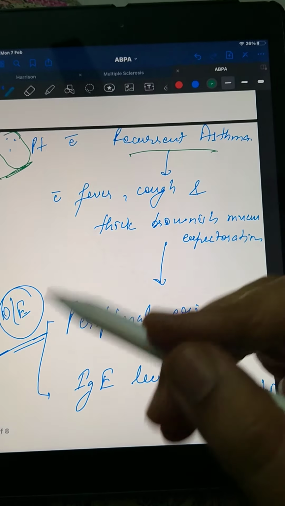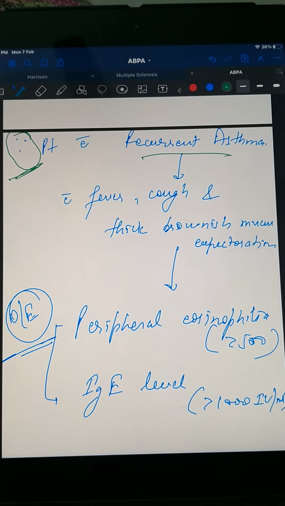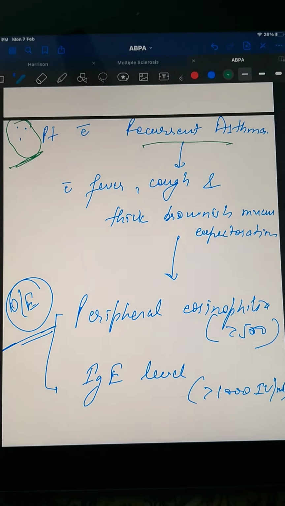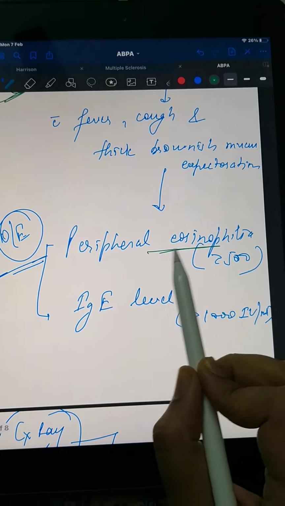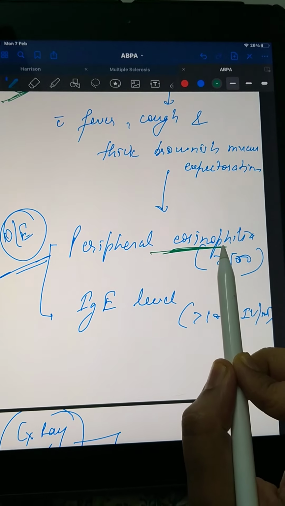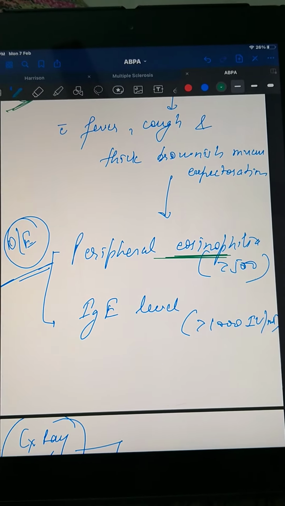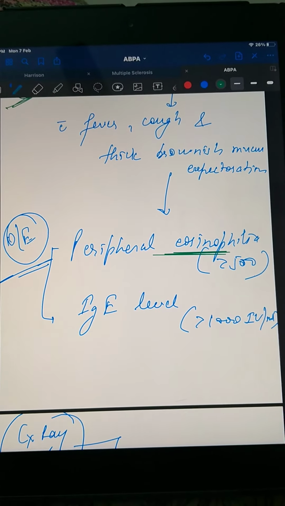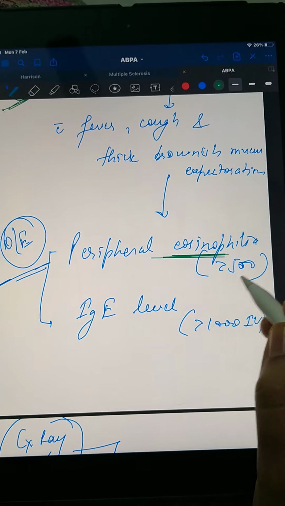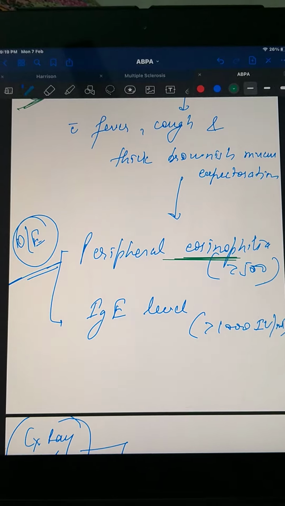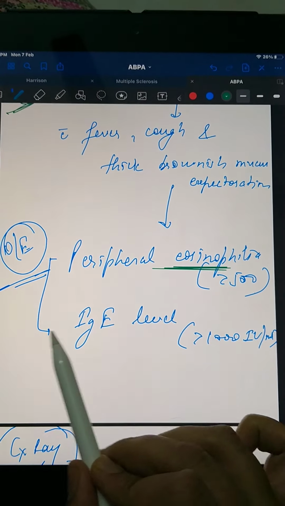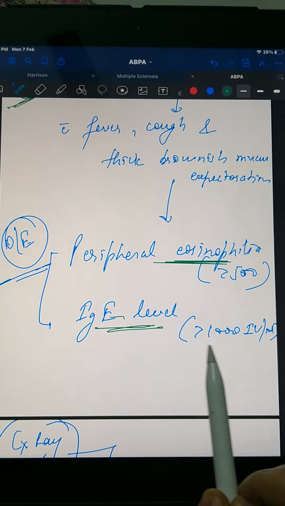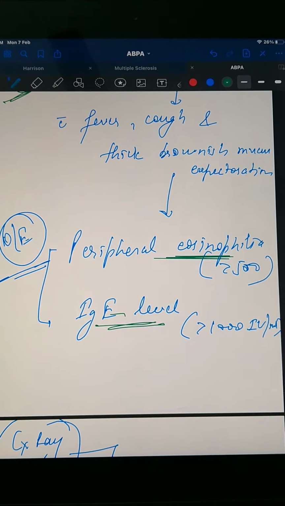When we suspect that the patient may have ABPA, then on examination the patient will have peripheral eosinophilia. Why will the patient have peripheral eosinophilia? Because there is a type 1 hypersensitivity reaction. Usually the count is more than 500, and the total IgE level will also be increased, more than 1000 international units per ml.